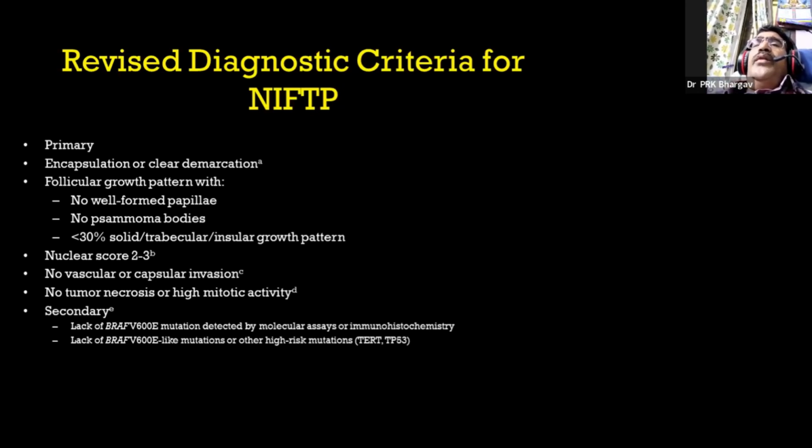More than 3, we should do genetic testing. That is the recommendation. Nuclear score should be lesser. No capsular or vascular invasion, no tumor necrosis, no high mitotic activity. These are the primary criteria to label it as NIFTP. This is a very important slide. And also the secondary criterion is lack of BRAF V600E mutation, because the presence of it will label it as PTC. Next.